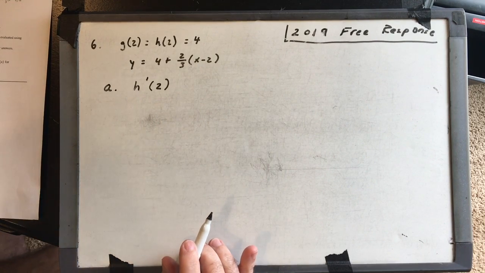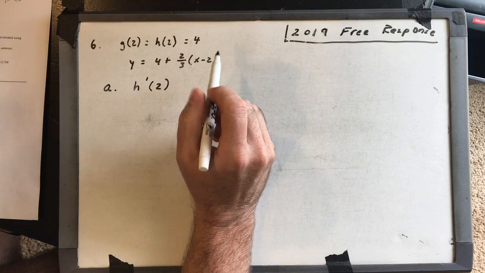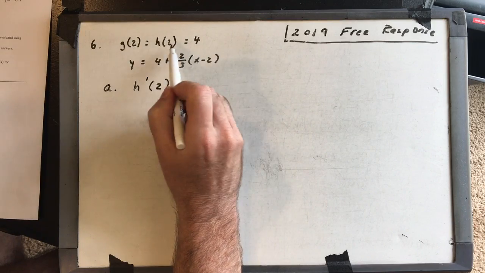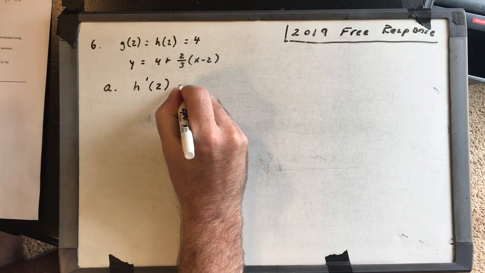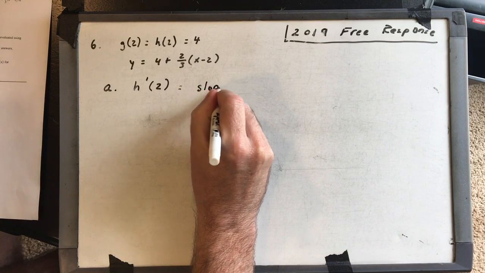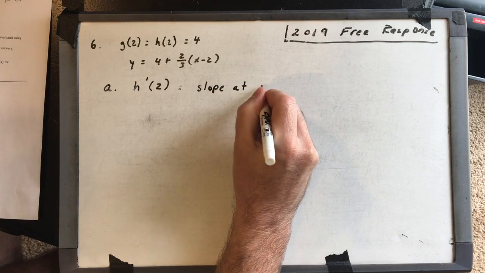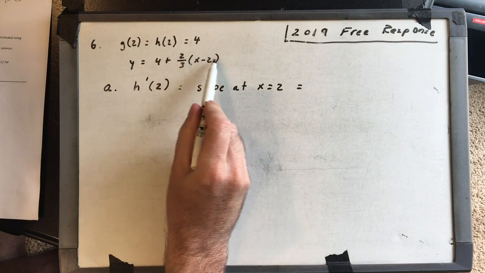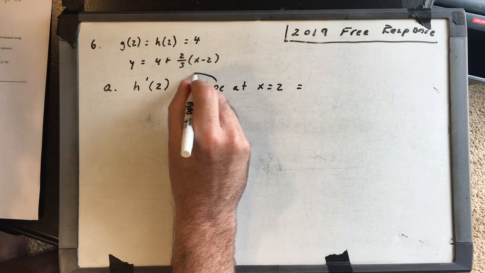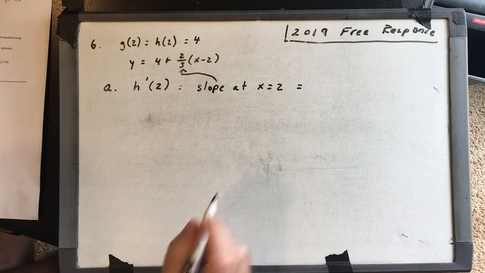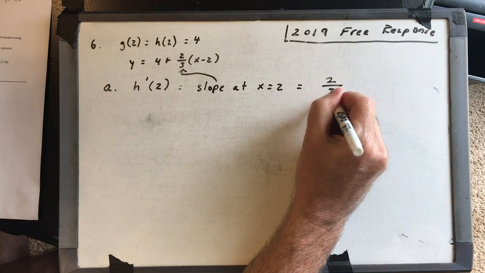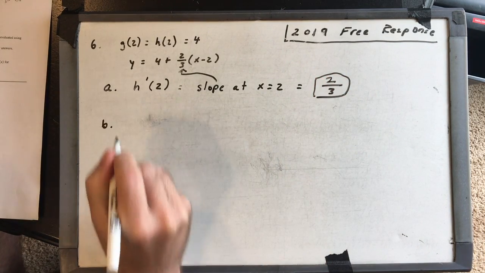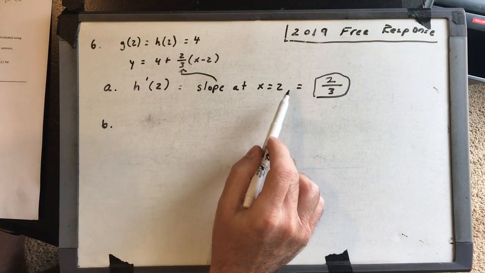Okay, so if this is the equation of the tangent line at both h and g of 2, then h prime of 2 is just the slope at x equals 2, right? Well, what part of this tangent line equation is the slope? Right there. So let's not overthink this. The slope is just 2/3. Okay, that'd be great. I'd love you to have one that was something like that.